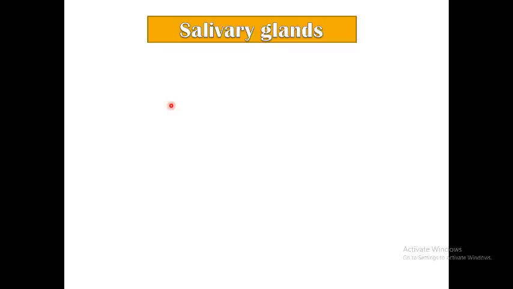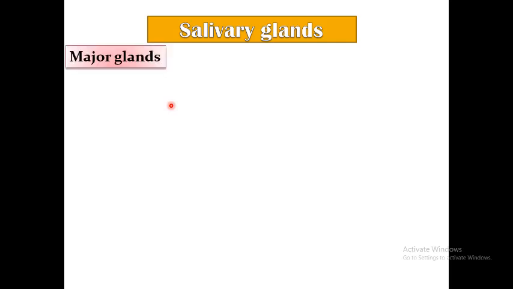Now about the salivary glands. So we finished talking about the oral cavity as a whole. We talked about the boundaries of the oral cavity. We talked about the divisions of the oral cavity. We talked about the nerve supply and the blood supply of the oral cavity. Then we discussed the teeth and tongue in detail. Now we'll talk about the salivary glands.